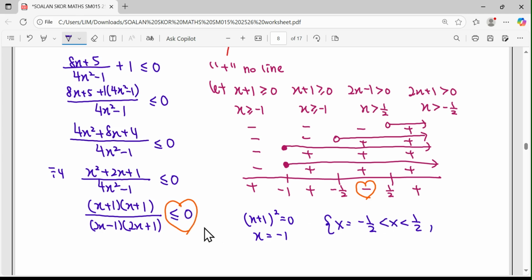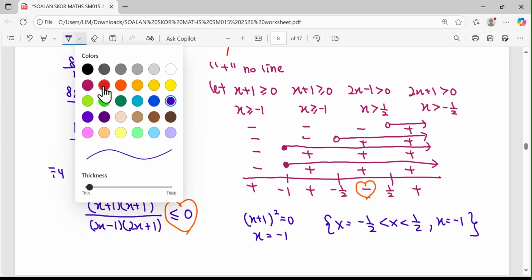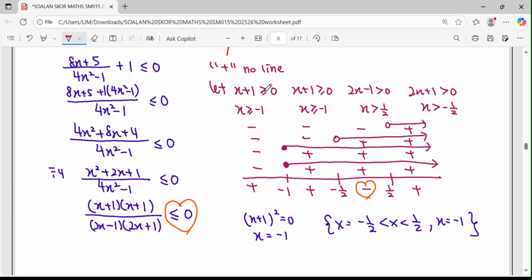Together, we have another answer when this rational equals 0. So x equals to negative 1. Alright, so that's all for this question. I give you the marks first, then we discuss another method.